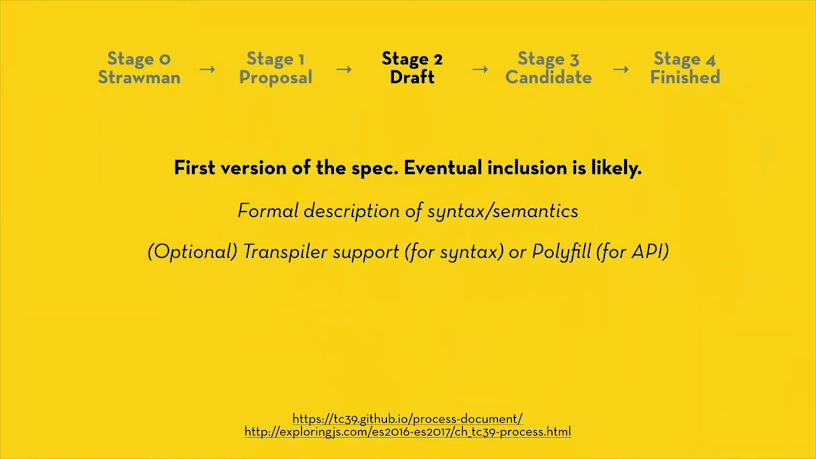Then stage 2 is a draft. This is really nice. Transpiler support for syntax or a polyfill. So a proposal can be in stage 2, not part of a browser or not part of the official language, but a transpiler, like a module for Babel, can already be available, or a polyfill for the browser can also be available. So you can already use it at that moment. But do know that it might still change. So it's a bit tricky.